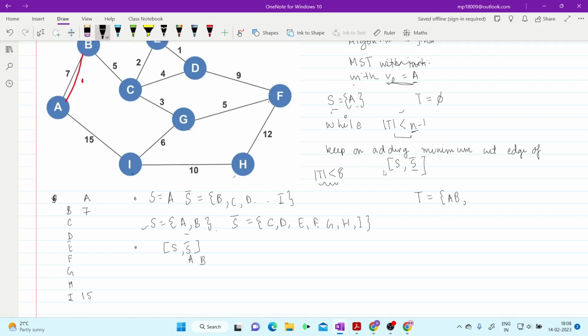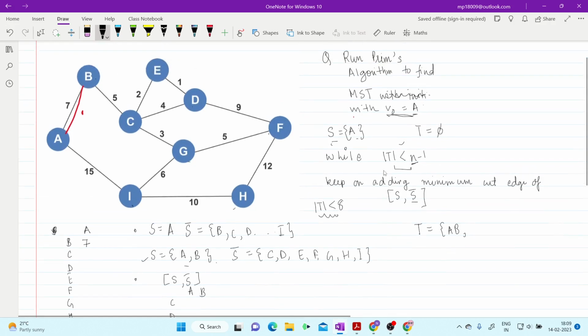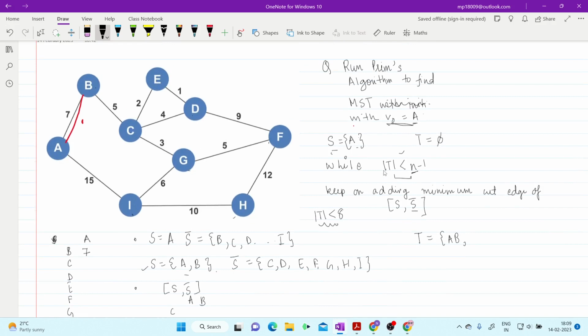So what do you think will be the next edge? BC. Yes, BC will be the next edge. We are looking at all the edges which have one endpoint in A or B and the other in the rest of the vertices, and there are just two such edges, BC and AI. BC has the least weight, so the next edge will be BC. So now T has two elements.